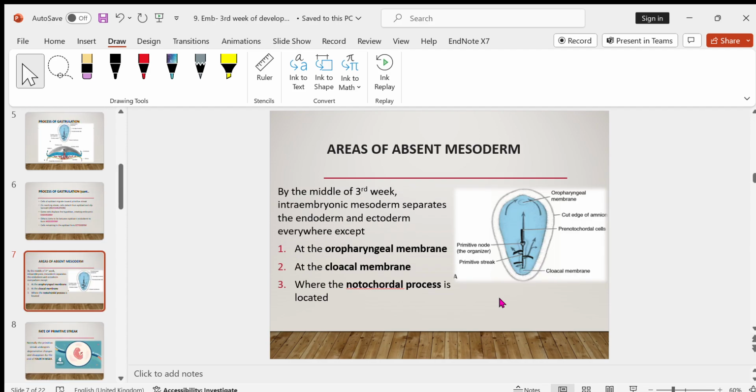Now there are three areas where the three layers, ectoderm, endoderm, and mesoderm, are not present entirely. Only the ectoderm and the endoderm are present, mesoderm is absent. These three areas are this cephalic portion, the oropharyngeal membrane, this cloacal membrane, and in this region there is a process called the notochordal process. So these three areas are where the ectoderm directly comes in contact with the endoderm.